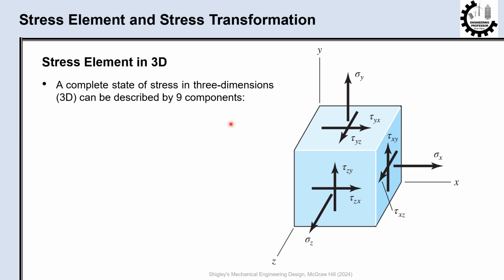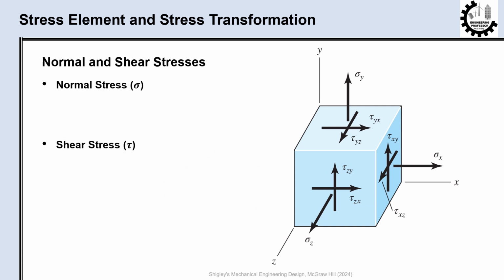The stress state in a 3-dimensional body can be described by the following 9 components: sigma x, sigma y, and sigma z. Tau xy, yx, xz, zx, xi, and yz. First, we're going to do a quick review of these stress components in this lesson.